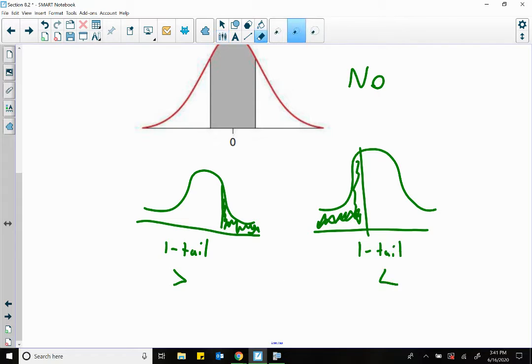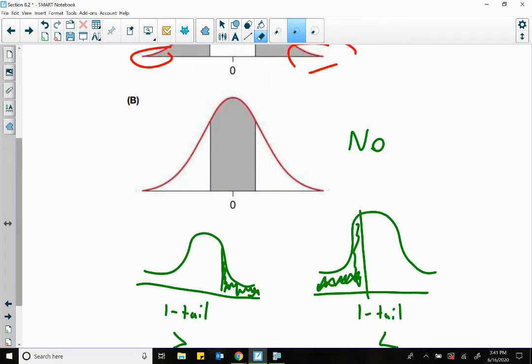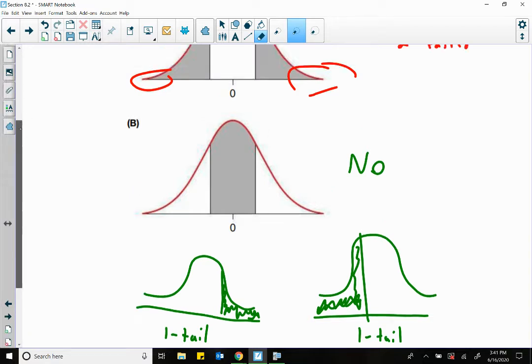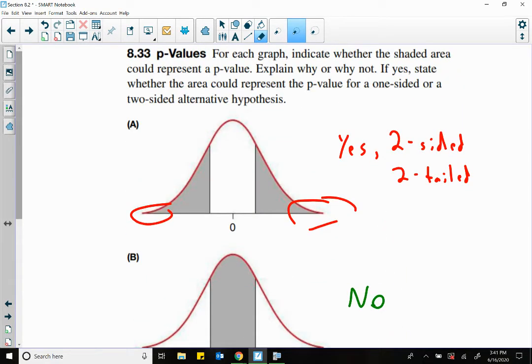We can find the p-values for these. But this one right here, no. We will not have a hypothesis test that looks like this, ever. Okay? So there you go. Just a simple question about p-value and what the graphs look like when you do a two-tail or one tail. Simple. Easy peasy.